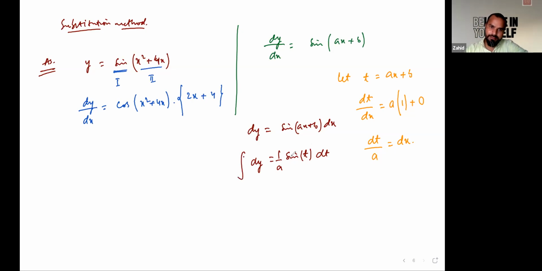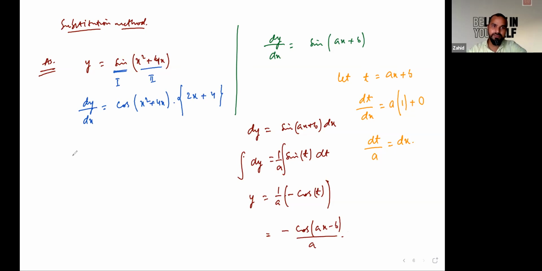Now, integrating both sides, the integration of dy would be y, times 1 over a, and the integration of sine t is minus cos t. As we have substituted t, bring this part back. So it will be minus cos(ax plus b) divided by a. So this would be your final answer. Khalid, any doubt? No, sir.